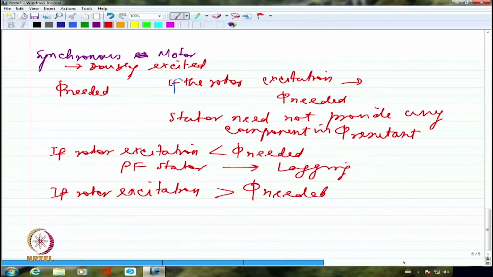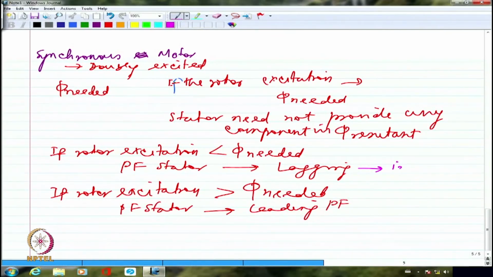So, depending upon how much the excitation is, if the excitation is in excess, some portion of the reactive power will be returned back to the mains, the three-phase mains, which means it is going to work like a capacitor. Here it will be lagging power factor, whereas here I am going to have leading power factor. So this works as an inductor, whereas here I am going to make this work as a capacitor.